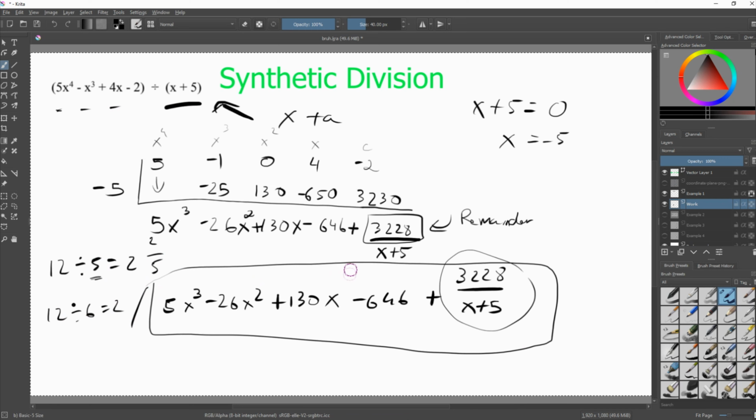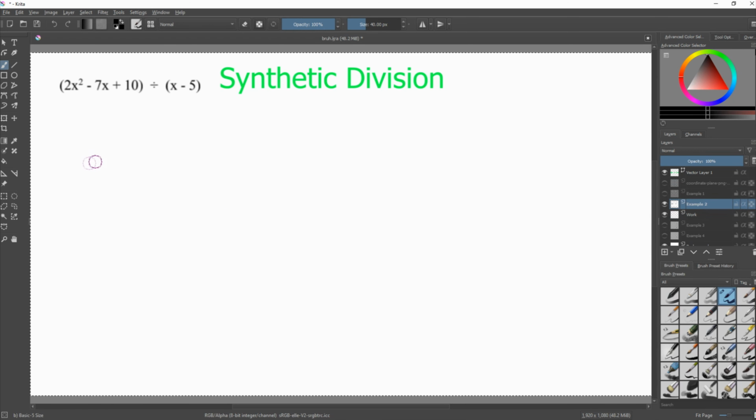Okay, I'm going to do a couple more examples here. Example 2, I'm going to divide again. And so when I look at this guy here, is it of the form x plus a? This is x minus 5. Is it the same thing as x plus a? Well, it does work, okay, because x minus 5 is like x plus negative 5. So it does work, okay? So you can do synthetic division with this.